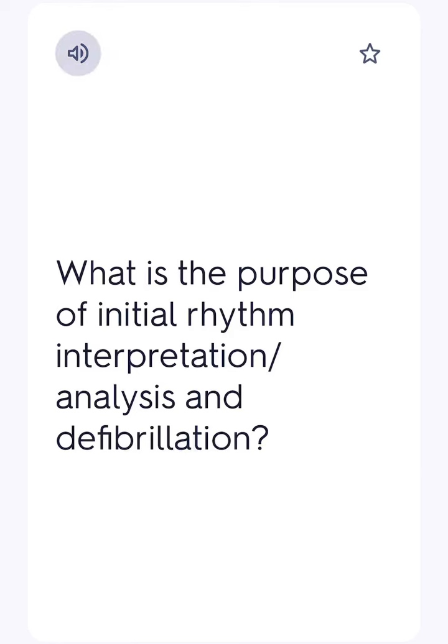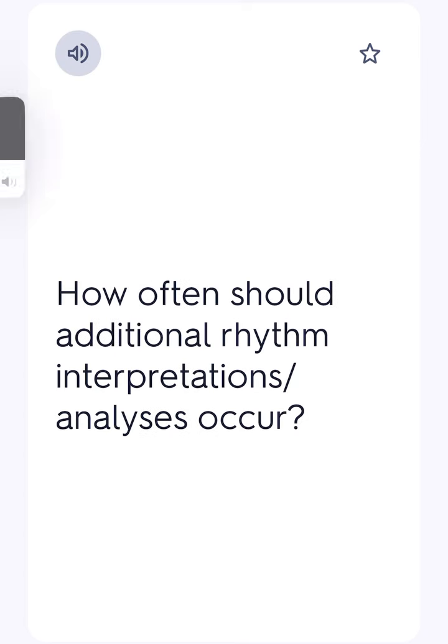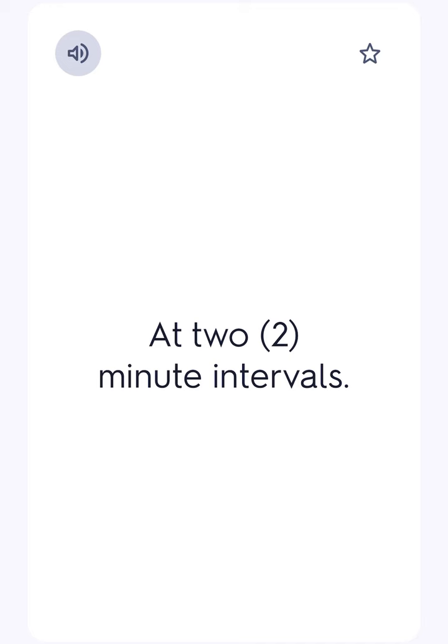What is the purpose of initial rhythm interpretation/analysis and defibrillation? To be performed as soon as possible. How often should additional rhythm interpretation/analyses occur? At 2-minute intervals.